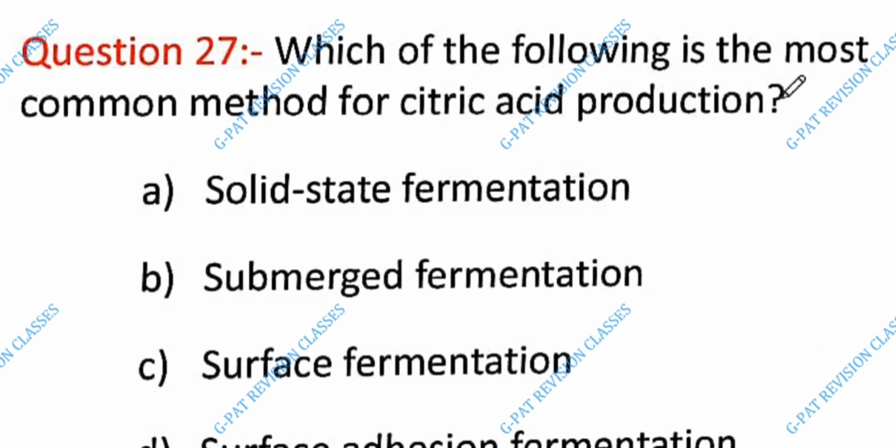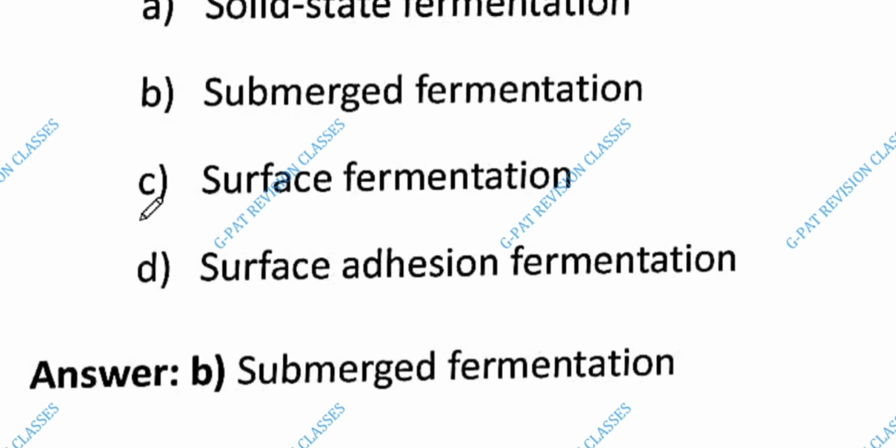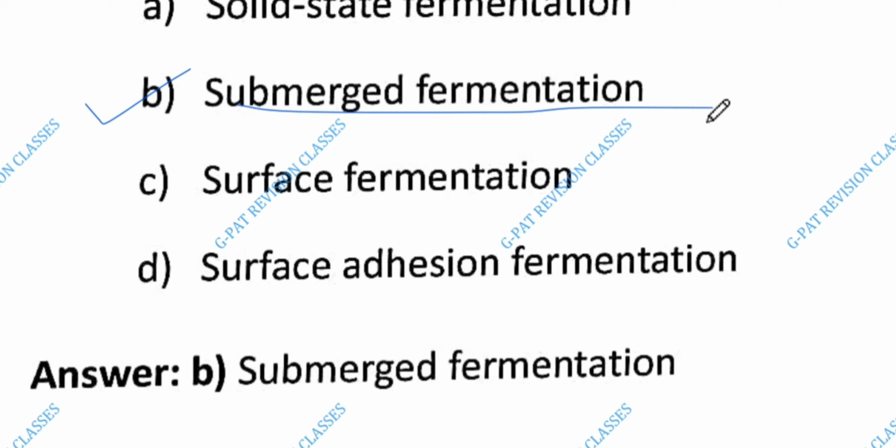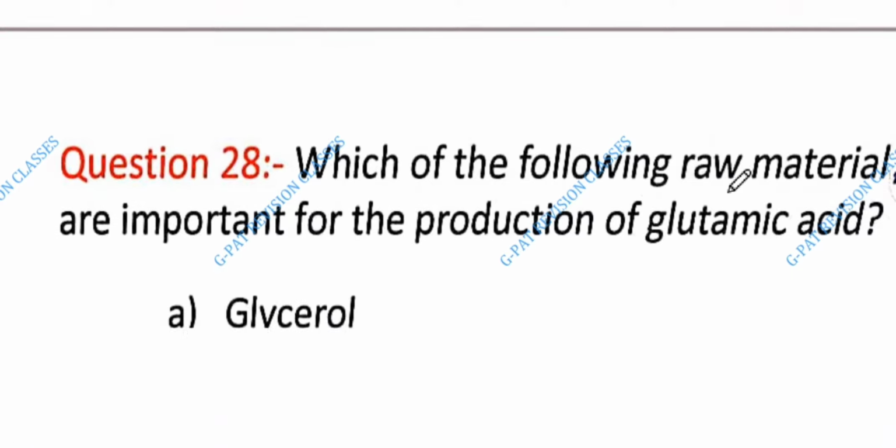Next is question number 27. Which of the following is the most common method for citric acid production? The answer is B. Submerged fermentation. The answer is B.